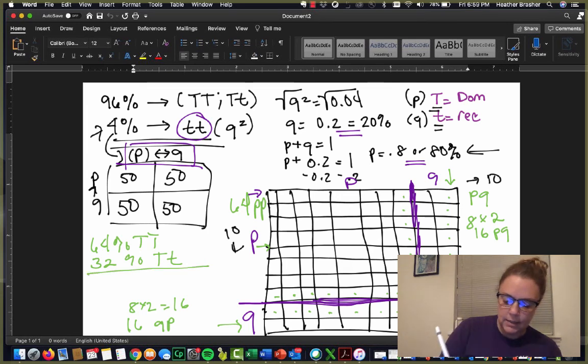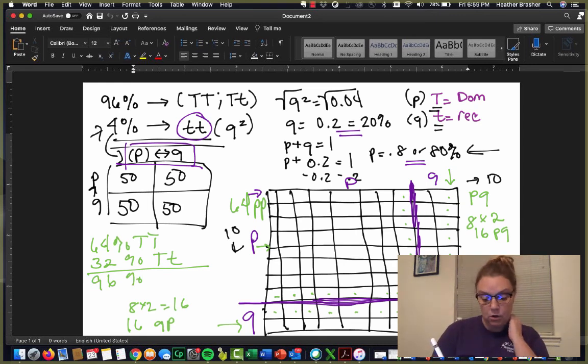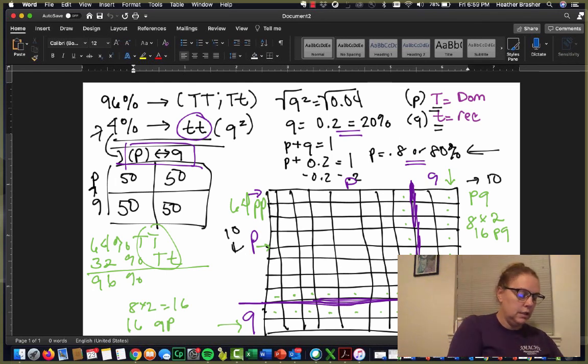Now you can add these together, 4, 5, 6, 6, 7, 8, 9. So you have 96% that are the two together. And then essentially you have your 4% that's there. So this is how you would go about figuring out what you have to do the cross, and to give you an idea of what the entire gene pool would look like.